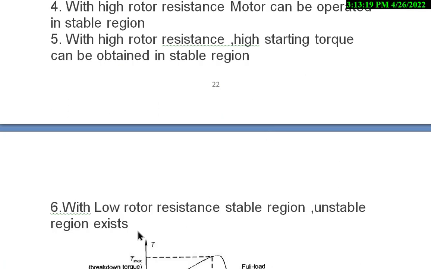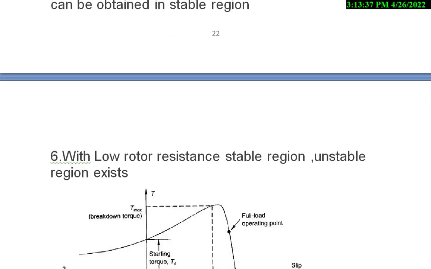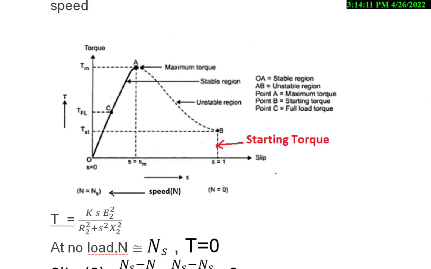So with rotor low resistance, stable region can be maintained, and also unstable region also exists. So we have seen the torque slip characteristic in general. So the same characteristic can also be used for explaining the torque speed characteristic like this.